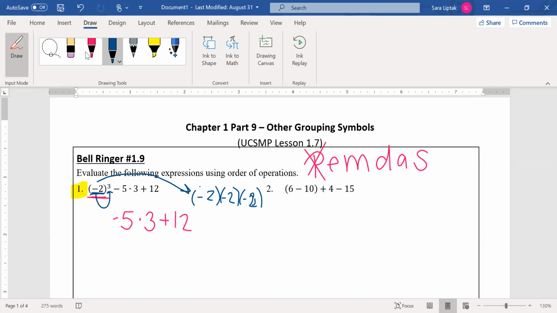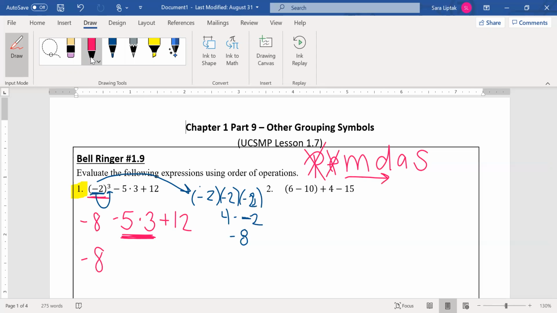So a -2 multiplied by a -2 is going to give me a +4 multiplied by my last -2, and that will give me a product of -8. So right below the -2 cubed, I will write a -8, and I have my -5 times 3 plus 12. So now we can cancel out our E. Now do you see any multiplying or dividing? I would like you to underline the multiplying. And let's bring everything else down.